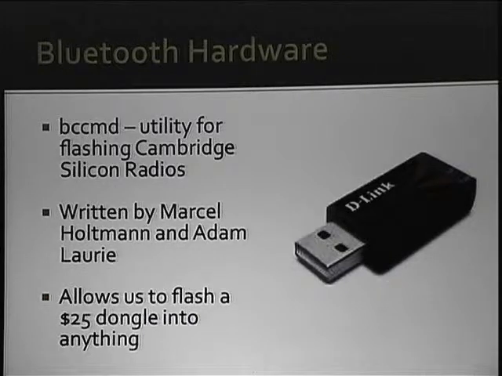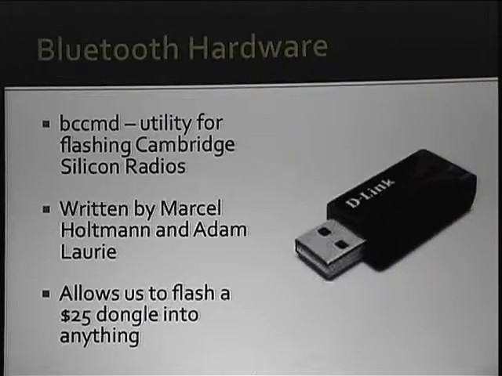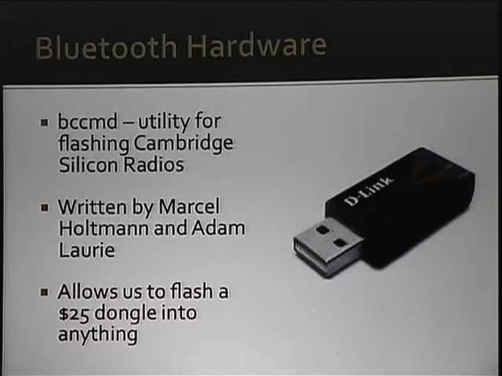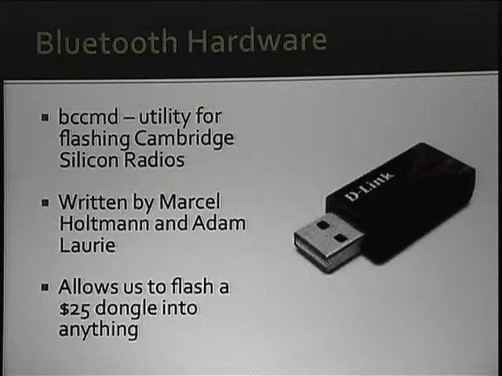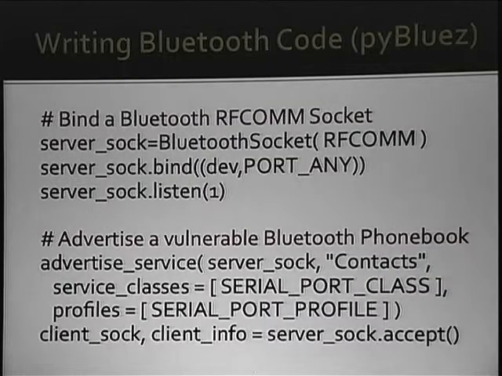The DBT-120 Bluetooth dongle is the dongle of choice. You can flash it with BCCMD, and it will flash most of the Cambridge Silicon Radio chips. The tool is written by Marcel Holtmann and Adam Laurie. We can turn a Bluetooth radio into anything. We can turn it into a mobile phone. We can turn it into a netbook. Writing Bluetooth code with BluePy is so simple. And so I just wanted to flash it up there real quick. We can advertise a Bluetooth phone book completely and then begin logging any activity to that phone book.